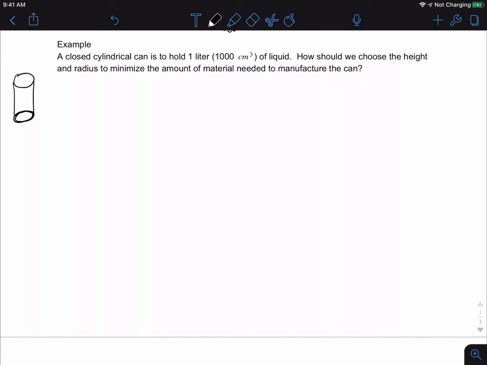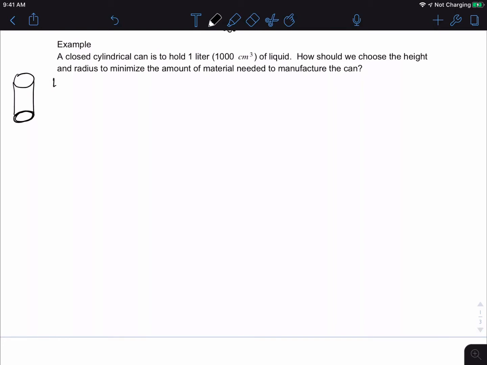It says a closed cylindrical can is to hold 1 liter or 1,000 cubic centimeters of liquid. How should we choose the height and radius to minimize the amount of material needed to manufacture this can? Well, we can see that this is a practical problem because Coca-Cola and Pepsi and all these soda companies want something to hold a certain amount of liquid, but they want to spend the least amount of money on the material to build those things. So let's go ahead and see what we need for this problem.